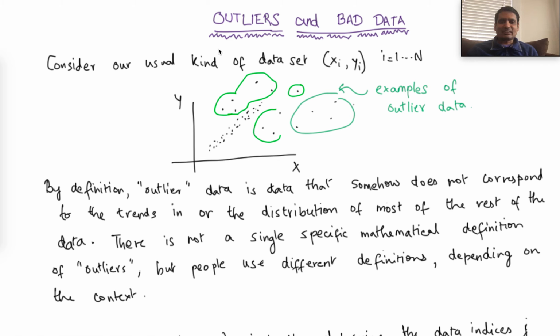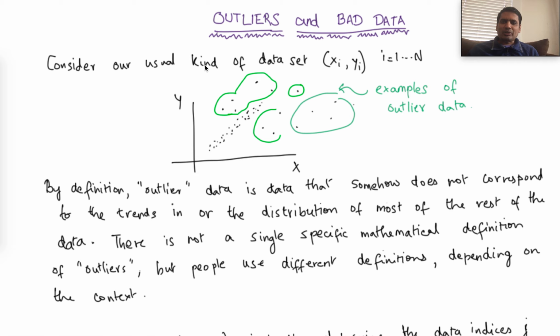Okay, so this lecture or this series of lectures is going to be about data that have outliers or other bad data. Okay, so what do we mean by outliers?